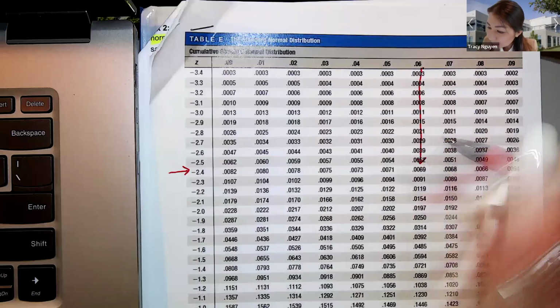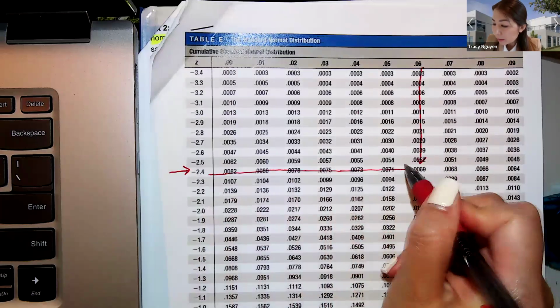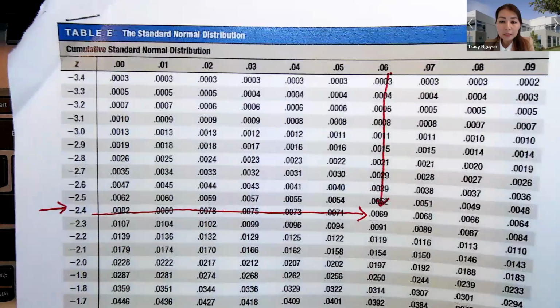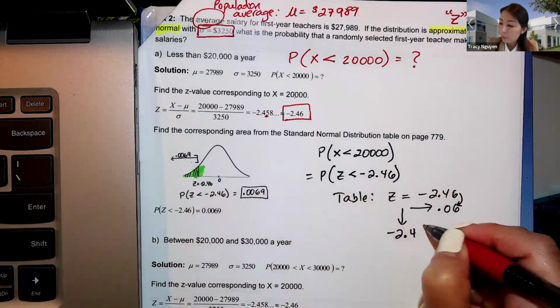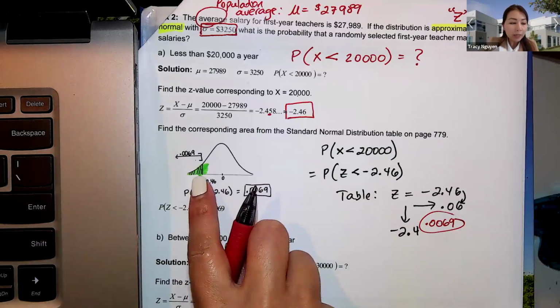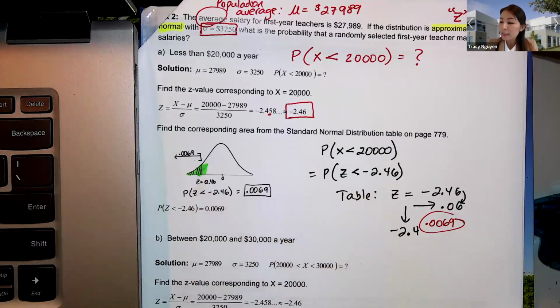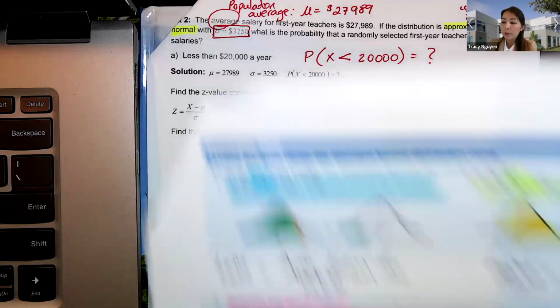We're going to map it here, everybody, and I'll bring it closer for you to see that we have 0.0069. That tells us the area to the left of 0.0069. Now, because we're also looking for the area to the left, it is exactly what we get from the table. Because remember, what did we learn in section 6.1?